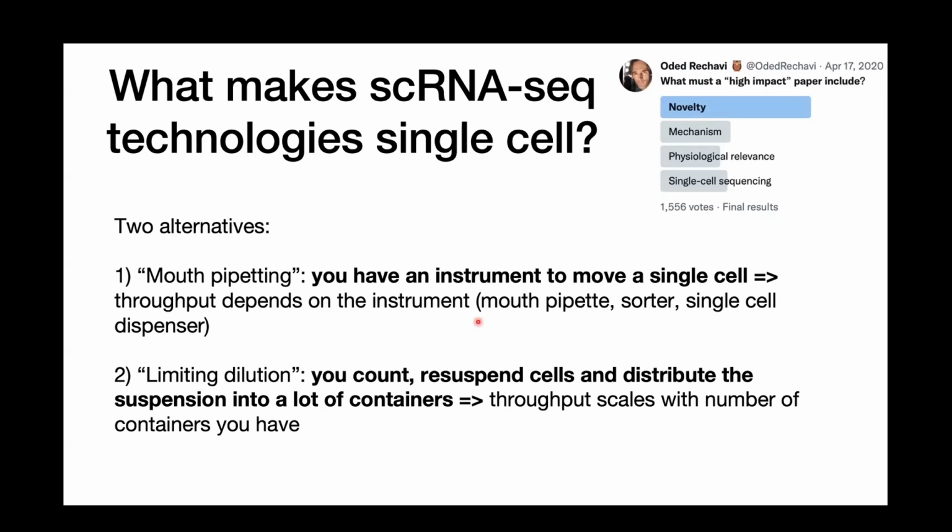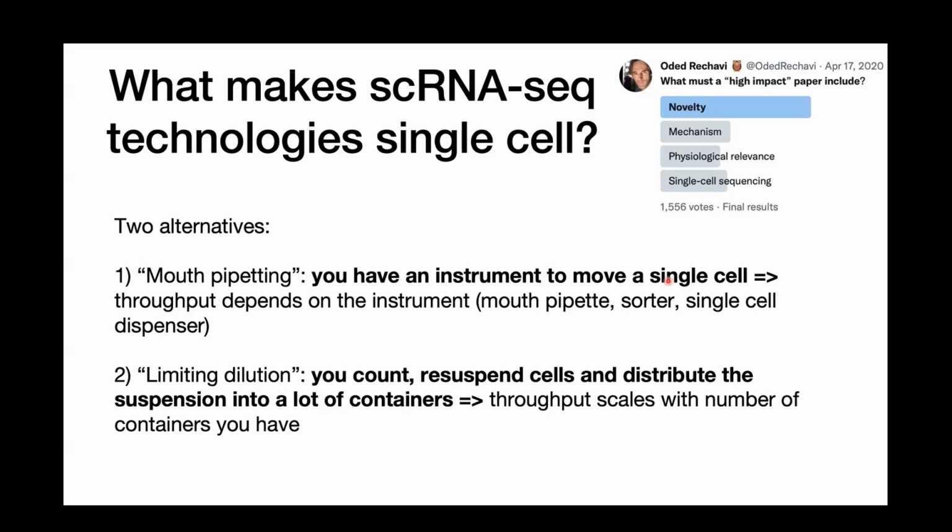The first idea is, if you could do bulk RNA-seq and put just one cell in your tube, you have your single cell RNA-seq solution. But then you need a device which could manipulate a single cell. I call it mouth pipetting, but the idea is that you could use a sorter, which puts one cell per well. There are single cell dispenser machines, but you move single cells physically. Throughput is low, and it depends on an instrument, of course. So rarely you could do more than a few hundred cells this way.